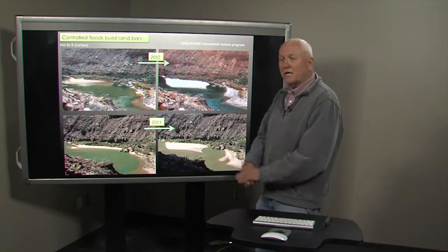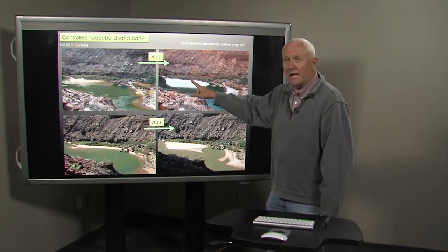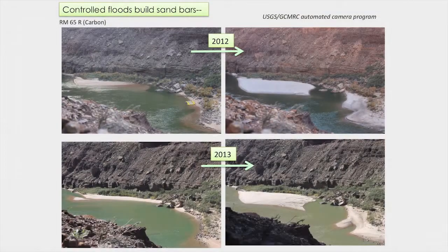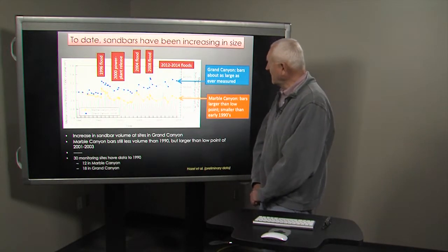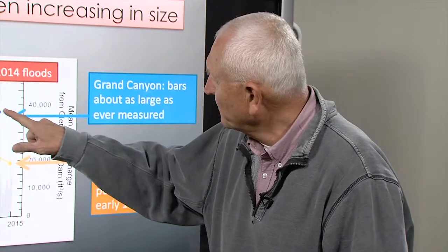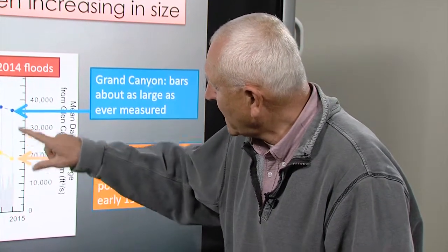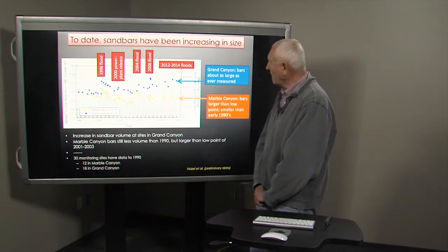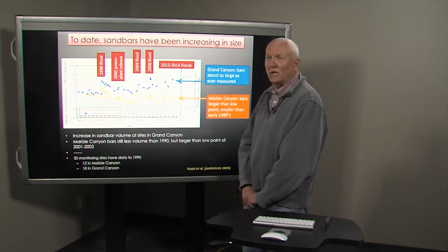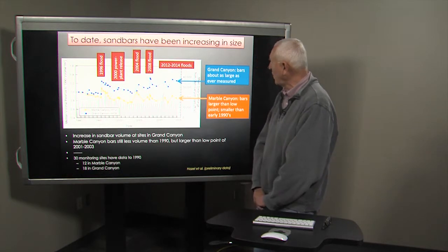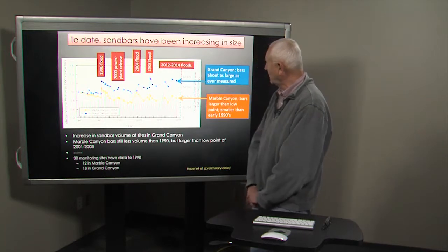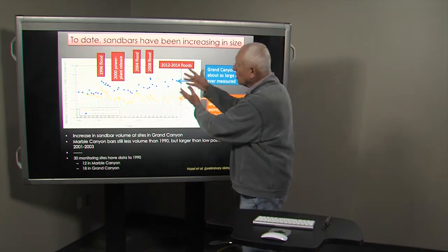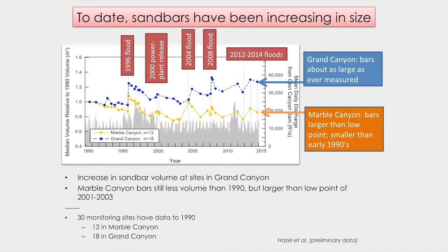When these floods stir sediment off the bed, they build eddy sandbars. So these are the beneficial effects of these floods. And when we look on average at the response of the system, we see these last two data points are the average size of eddy sandbars after the latest floods that have occurred in 2012 and 2013. This data point here is just before the 2014 flood. And it looks like we're building sandbars in Grand Canyon.